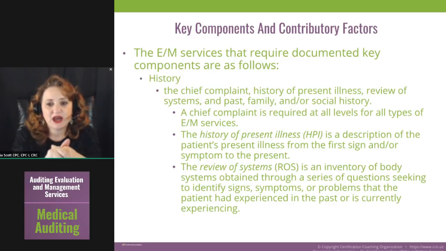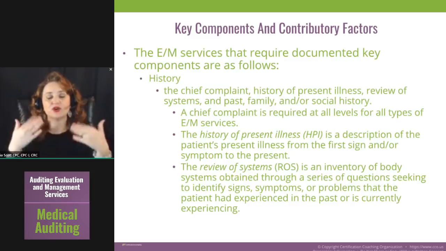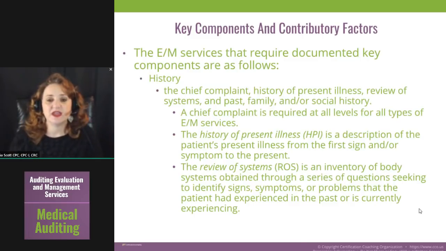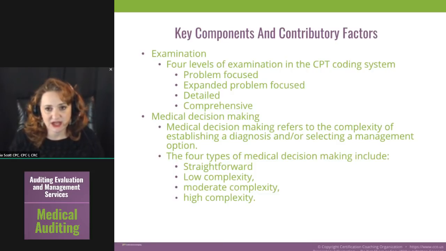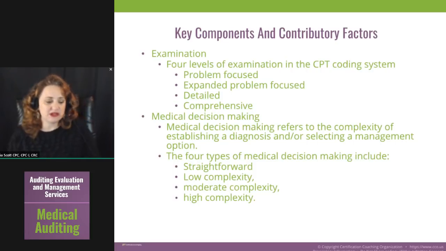Then we have the HPI. And so that's the description of what's wrong with the patient. And then we have the ROS, the review of systems. And that's where we're going to really take inventory on everything that's wrong with that patient. We have an examination. Now there's 4 levels for the examination in the CPT. We have problem focused, expanded problem focused, detailed, and comprehensive. Then we have our MDM, or medical decision making. This is something that ends up being probably less clear.